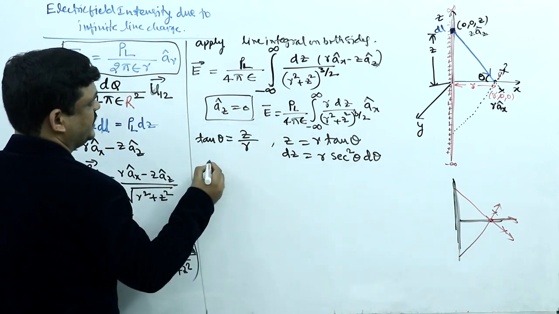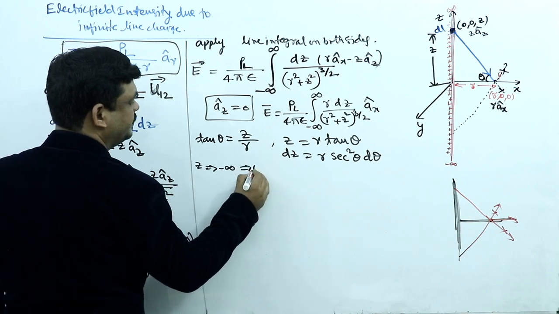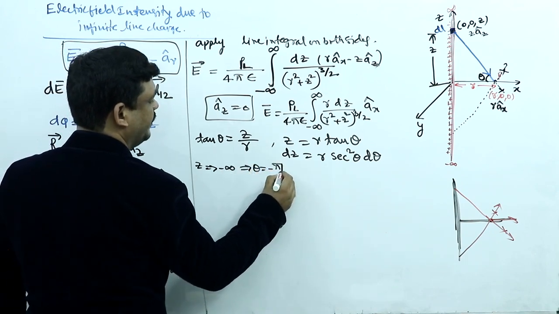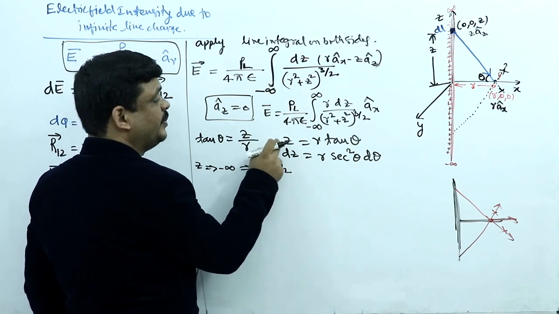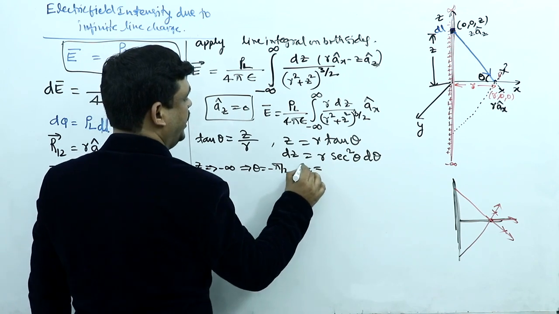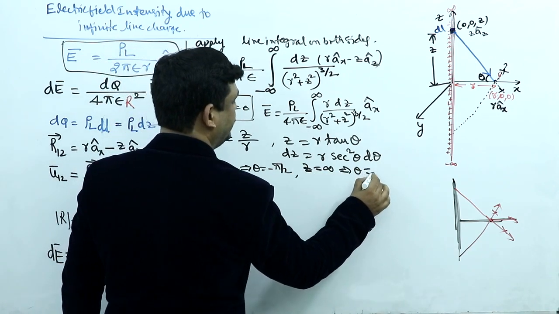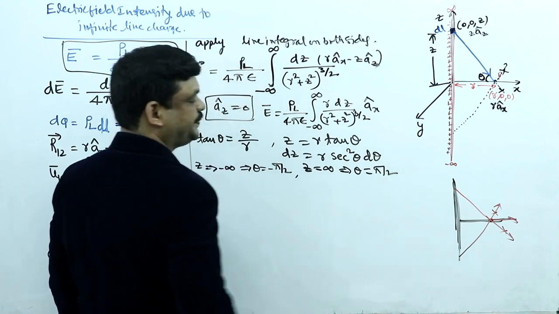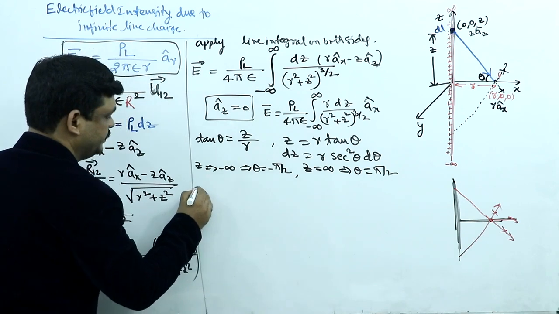If the z value is minus infinity, then theta becomes minus pi by 2. Substitute in this: z is minus infinity we want here. When it becomes minus infinity, theta is minus pi by 2, and similarly when z is infinite, the theta value becomes plus pi by 2. Now I am replacing the complete form in this.